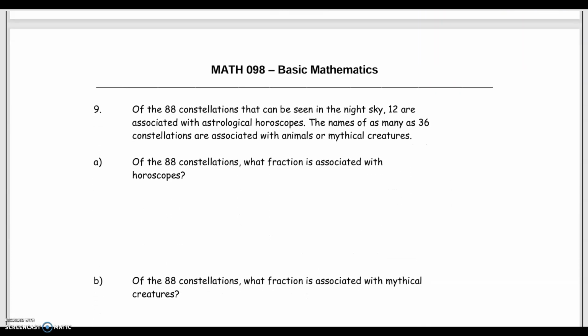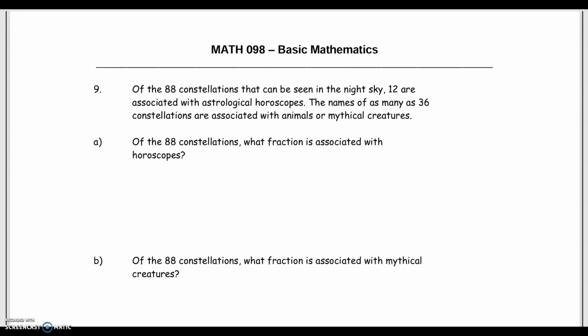Of the 88 constellations that can be seen in the sky, 12 are associated with astrological horoscopes. The names of as many as 36 constellations are associated with animals or mythical creatures. The total number of constellations is 88. Of the 88, what fraction, so we need to write it as a fraction, is associated with horoscopes?